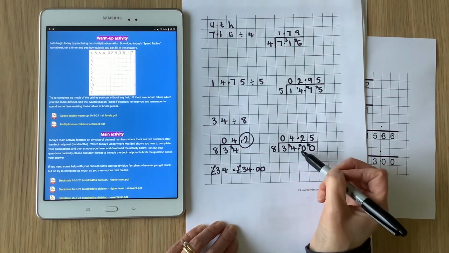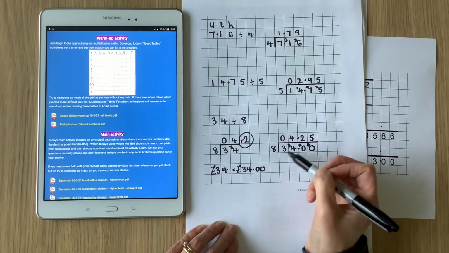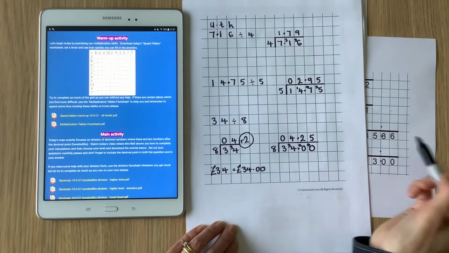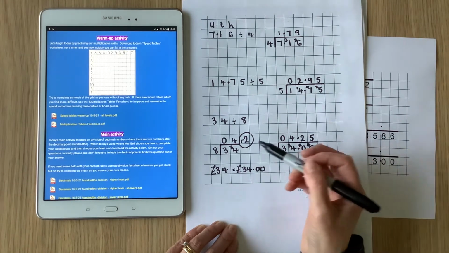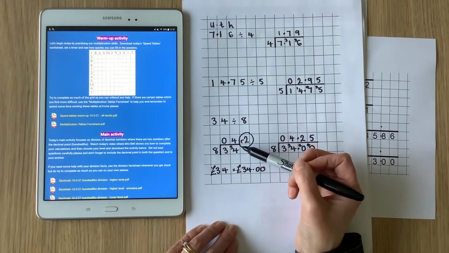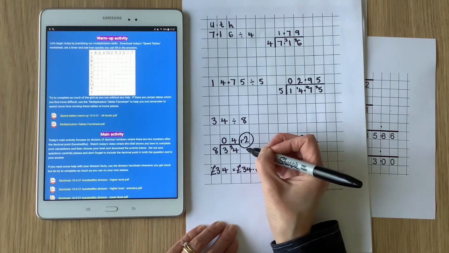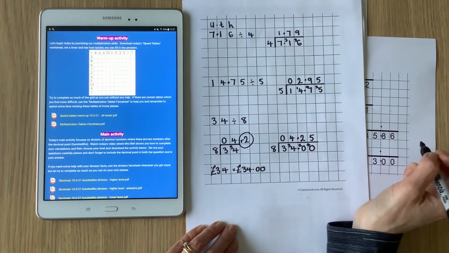34.00 divided by 8 becomes 4.25. When we are dividing, if we can't finish the calculation, what we can do is put in a decimal point and then add extra zeros.